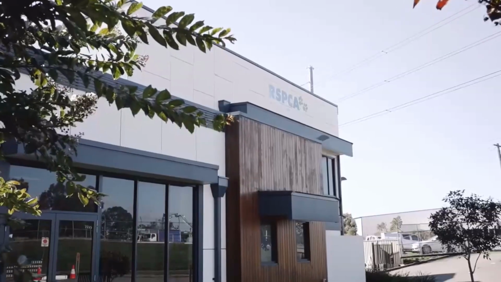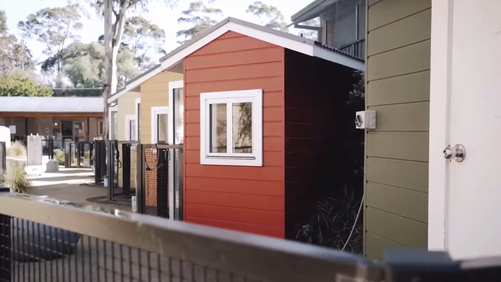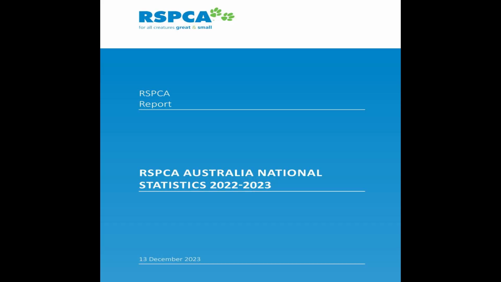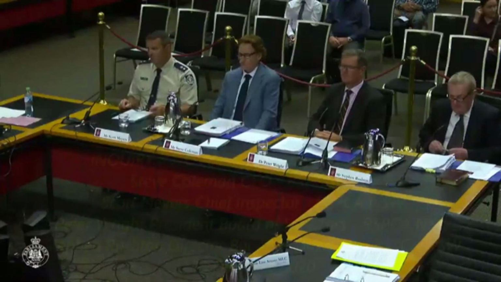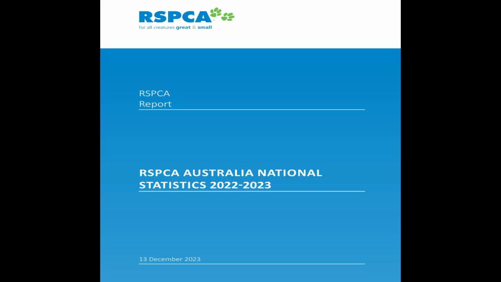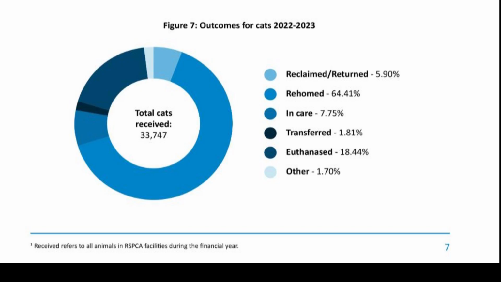Some of the most accessible reports are from RSPCA Australia, which provide national statistics but don't break down NSW figures in detail. Detailed statistics are sometimes found in submissions to parliamentary inquiries, such as the one mentioned in 2024. The RSPCA's annual statistics reports contain information, but they are not always published in an easily digestible format for the public.